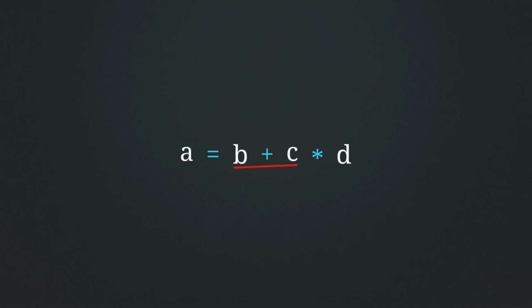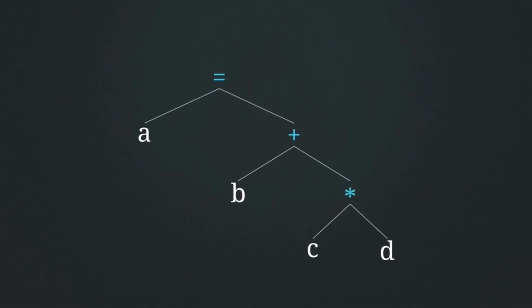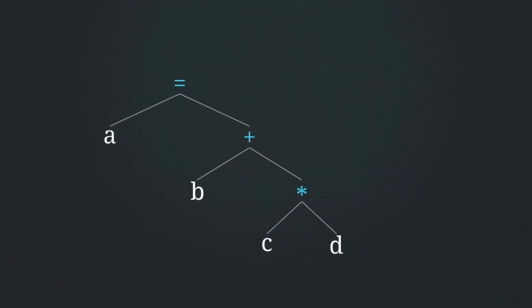A machine reading left to right might try to add B and C before multiplying by D. To fix this, the parser creates a parse tree, building a hierarchy out of the tokens. By pushing the multiplication operation down to a lower foundational branch, the tree automatically enforces mathematical precedence. The machine is forced to evaluate C times D first before it can move up and add B.